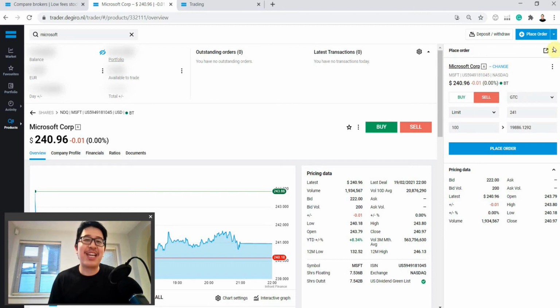So the next question: can you short US stocks? You can't short US stocks on Degiro. The platform just doesn't offer this facility for you to short US stocks. You can short UK and European stocks, those kinds of large cap stocks, but you can't short US stocks. This platform just doesn't allow you to short US stocks.